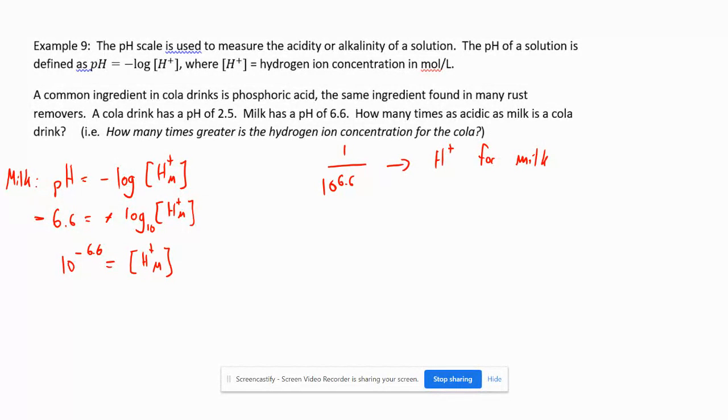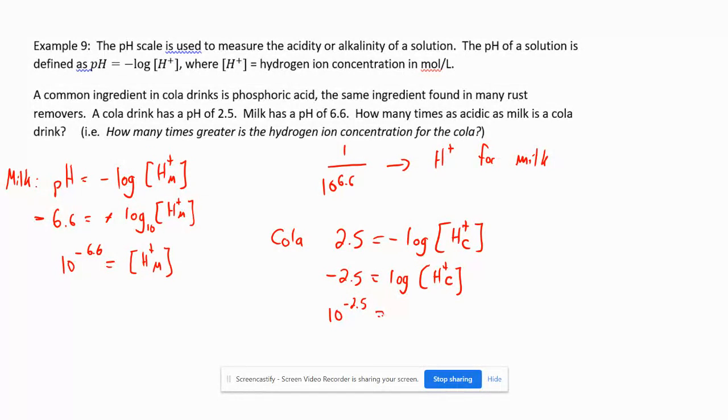Now we're going to do the same thing for cola. So we have the pH is 2.5 equals negative log H plus for cola. So let's put a C there for cola. That means we have negative 2.5 equals log of H plus for cola. That means we have 10 to the negative 2.5 equals this.